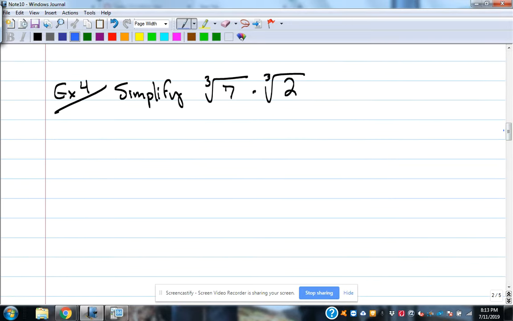Next example, we want to simplify the cube root of 7 times the cube root of 2. The rules for multiplying radicals: if they are the same radical, you can multiply them; if they are not, then you cannot. The rule is outside times outside, inside times inside. These are cube roots, and we have a 1 outside and a 1 outside for each, so 1 times 1 is 1. Then the cube root of 7 times 2, which is the cube root of 14, is the simplified form.